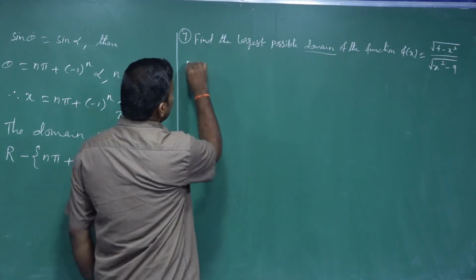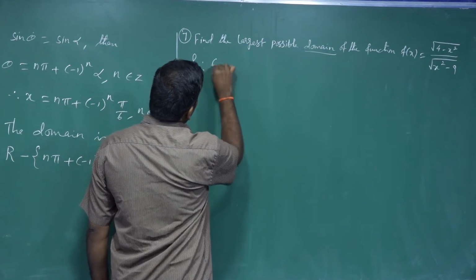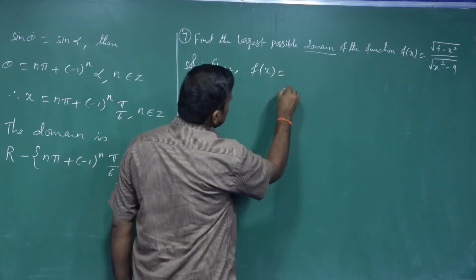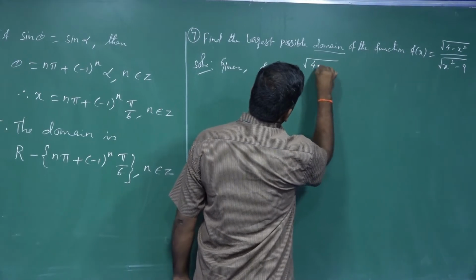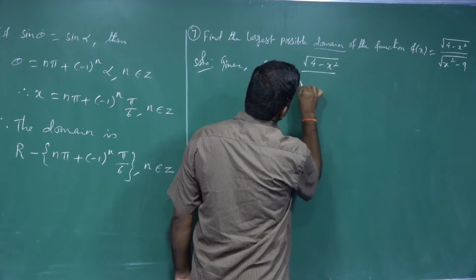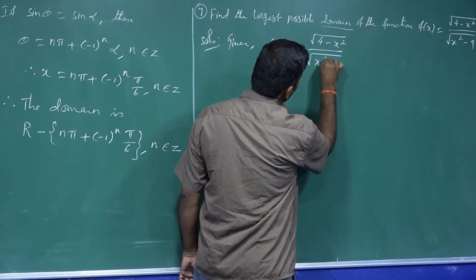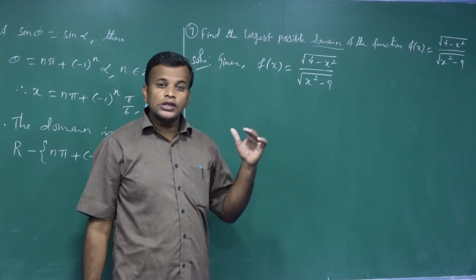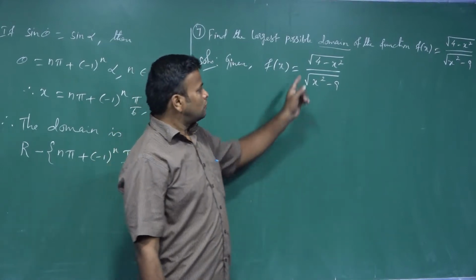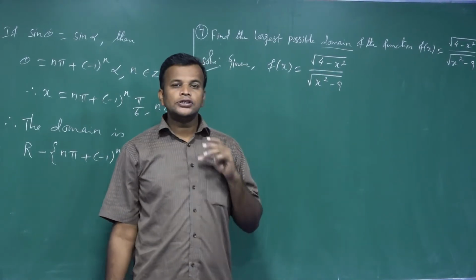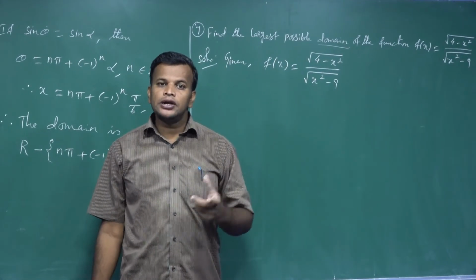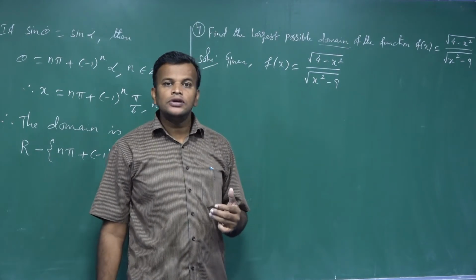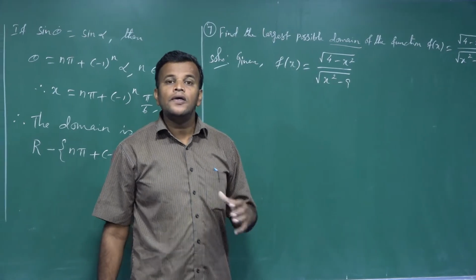Okay, what is our given question? For understanding, I write again the given question. F of x is equal to square root of 4 minus x square divided by square root of x square minus 9. You see the values lie within the square root. What is the value within a square root, some negative number? In a square root, if some negative number is involved, we say it is not real, or imaginary.